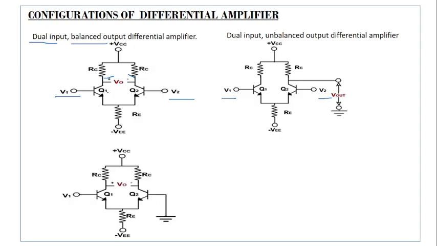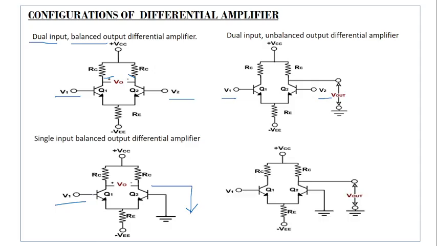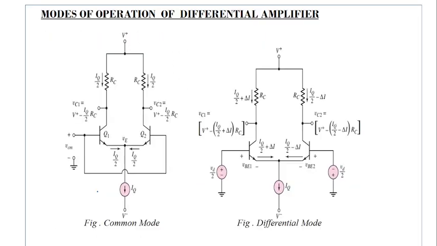Coming to the third configuration, here we are applying the input only to the base of the first transistor alone. The second transistor base is directly grounded, that is, it is at zero potential, but the output is taken across both collectors. Therefore, this is an example of a single input balanced output differential amplifier. Obviously, the last one is a single input unbalanced output differential amplifier. These are the two modes of operation of a differential amplifier: one is common mode, the other one is differential mode.